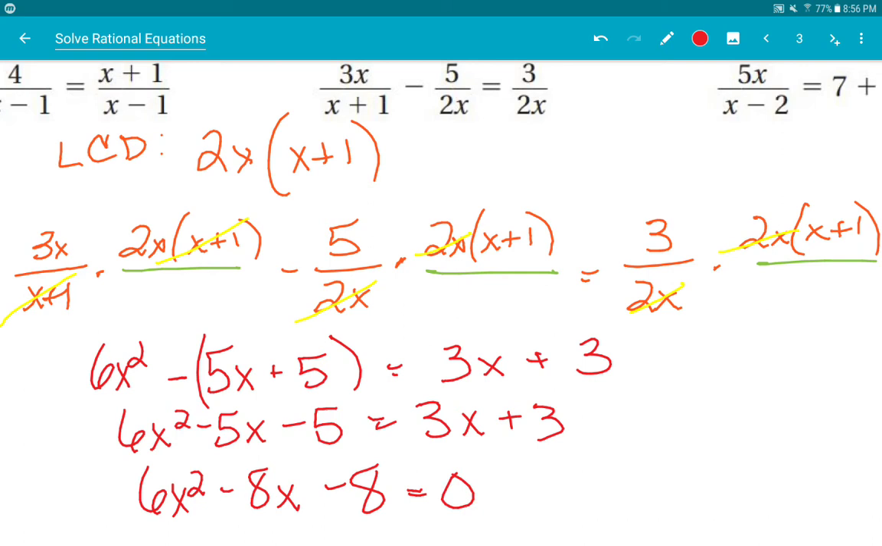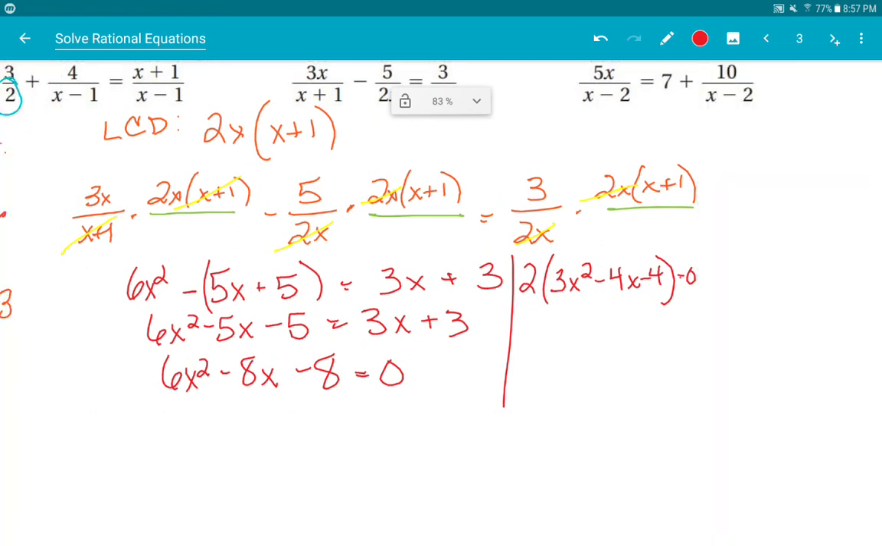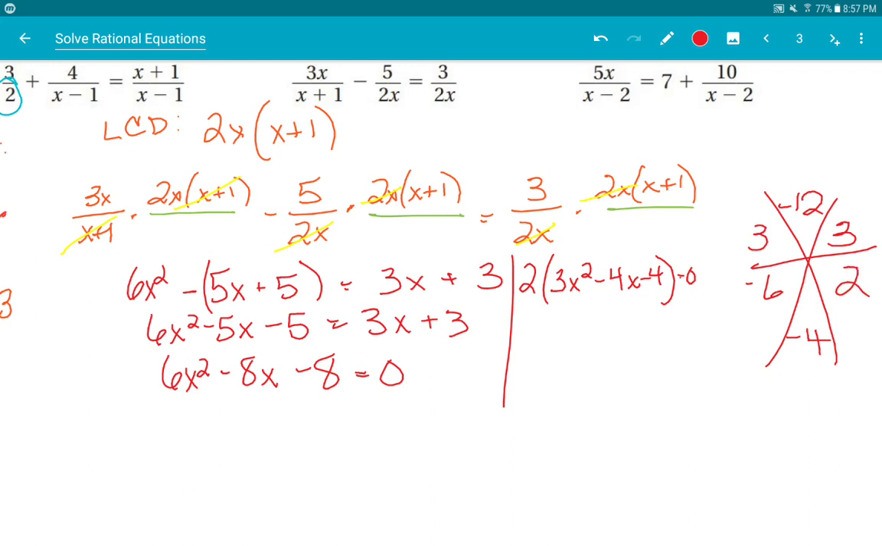Now we need to start the factoring process. So what's the GCF? The GCF is 2, so that's going to be 2 times 3x squared minus 4x minus 4 equals 0. Okay, this is going to use a little bit of the asterisk. So I'm going to zoom out just quite a bit, set up the asterisk. So we have 3, negative 4. 3 times negative 4 is negative 12. So the 2 factors we're looking for are negative 6 and positive 2.